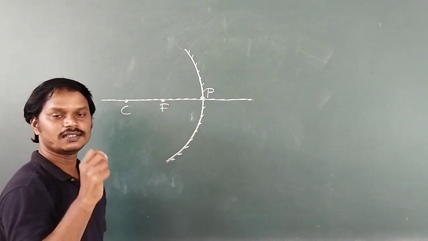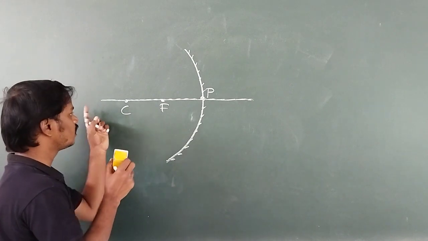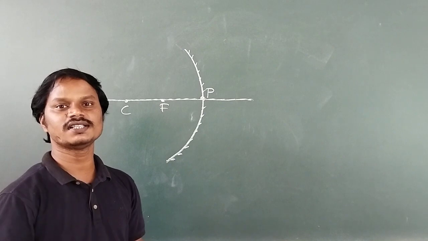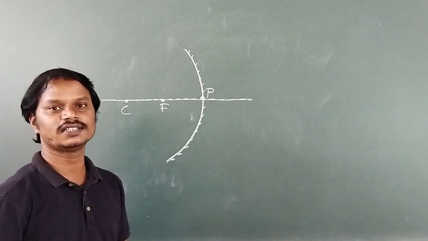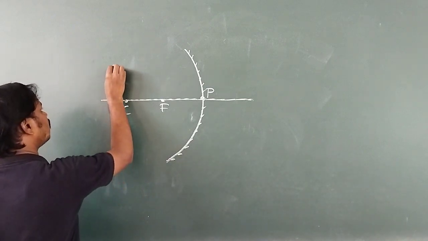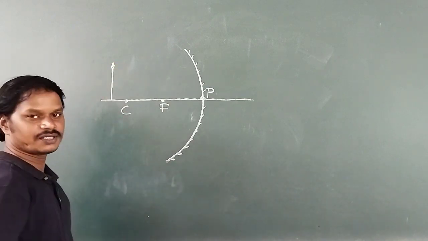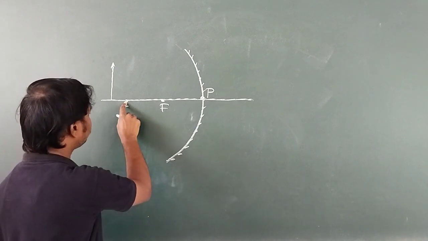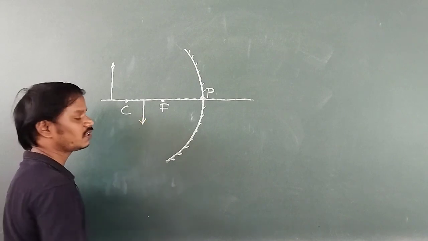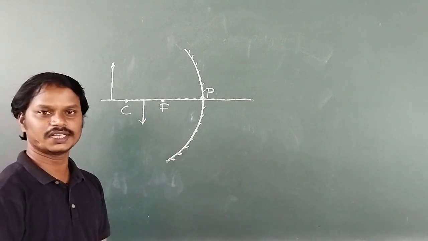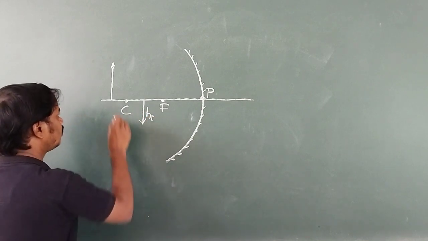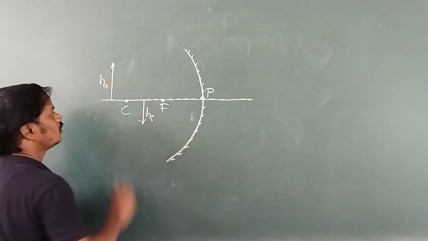If the object lies anywhere between infinity and focus, then the nature of the image is real and inverted. Let us take the case: if the object is beyond C, where will its image be formed? Its image will be formed in between C and F. Already we discussed the formation of image by concave mirror. Now, the height of the image can be taken as HI and the height of the object can be taken as HO.